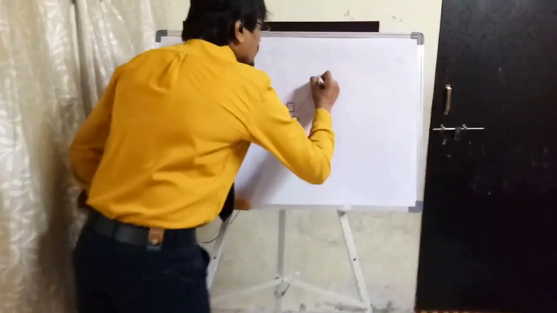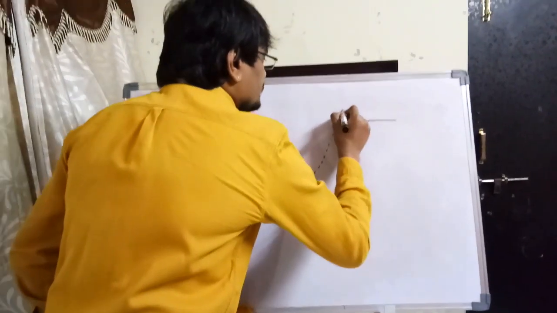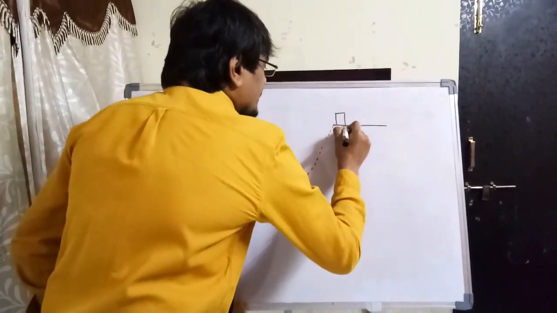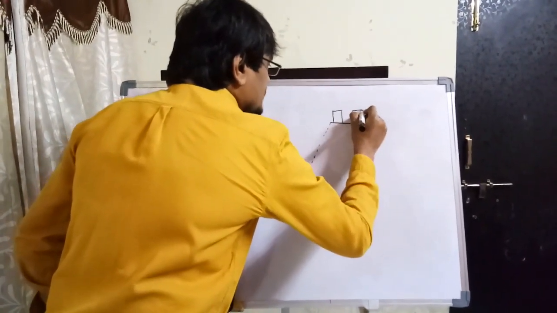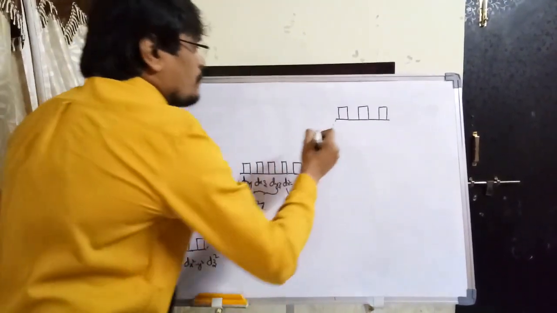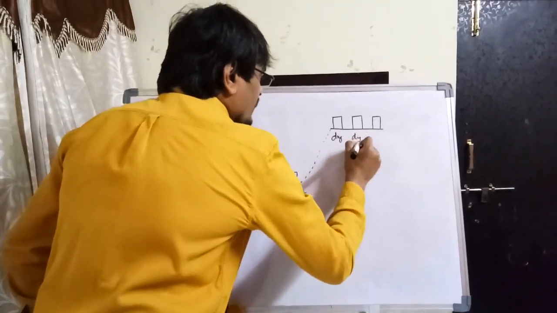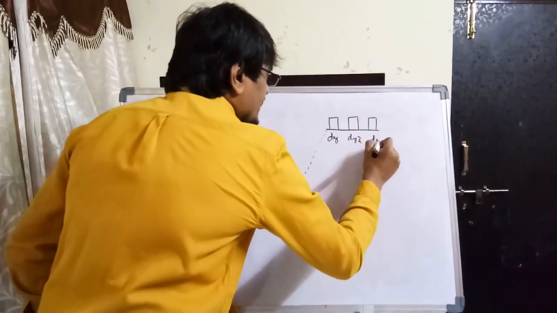The T2G set of d orbitals experience maximum repulsion. Since they experience maximum repulsion, as the repulsion is directly proportional to energy, they will occupy the maximum energy level: dxy, dyz, and dxz.